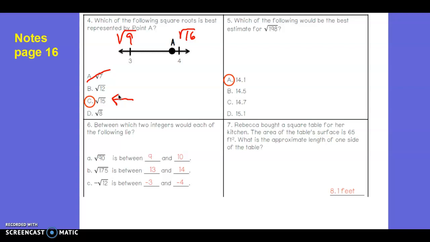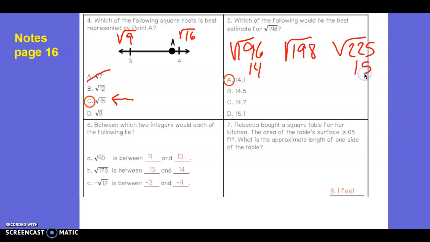Problem number 5 says which would be the best estimate for the square root of 198. Well, if you think about the square root of 198, it is in between these two perfect squares, 196 and 225. The square root of 196 is 14, and the square root of 225 is 15. We can see that there's only a distance of 2 spaces from 196 to 198, so it's very close to 14. So the answer is A, 14.1.